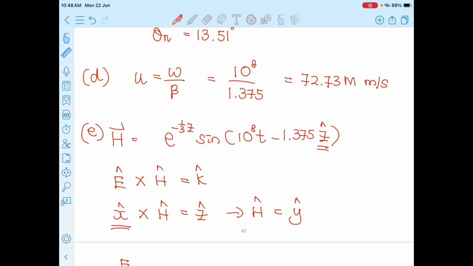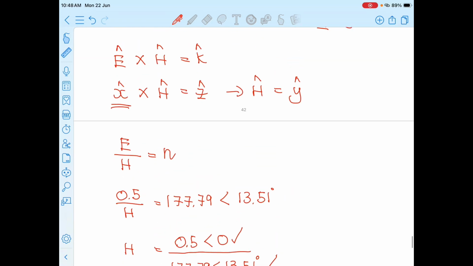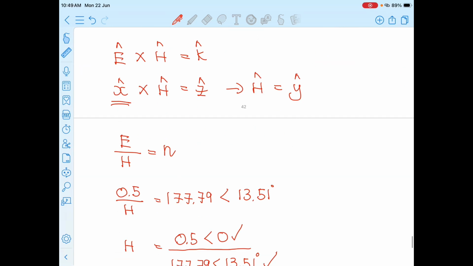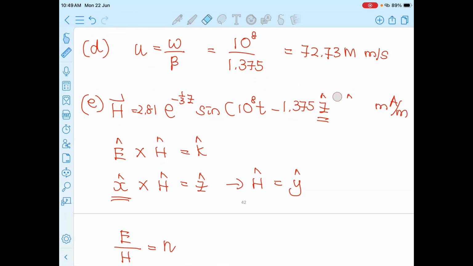So you can replace it here. This is y, and over here is 2.81 milliampere per meter. And don't forget the angle, so I can put the angle here, minus 0.23. And the direction of the magnetic field is this. So these will be the equations of your magnetic field.